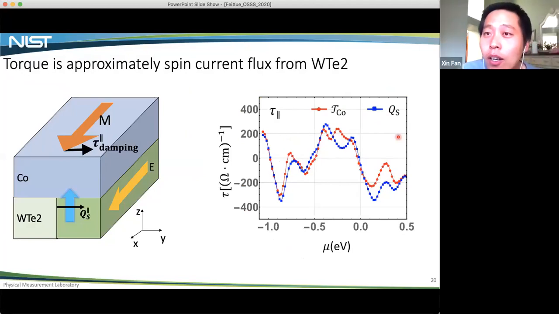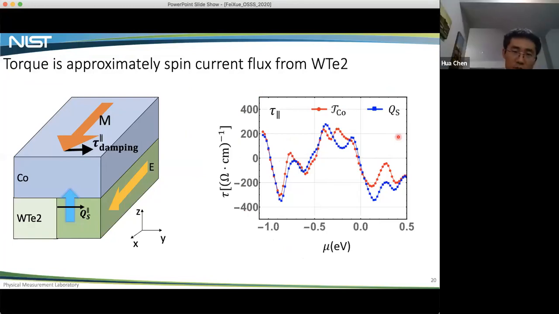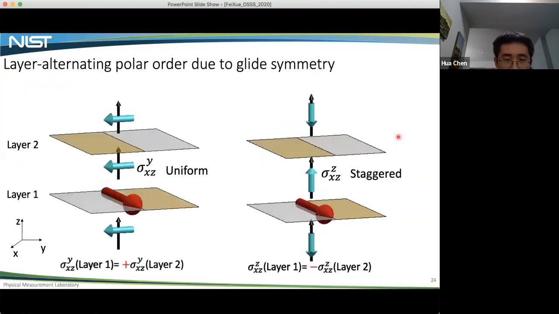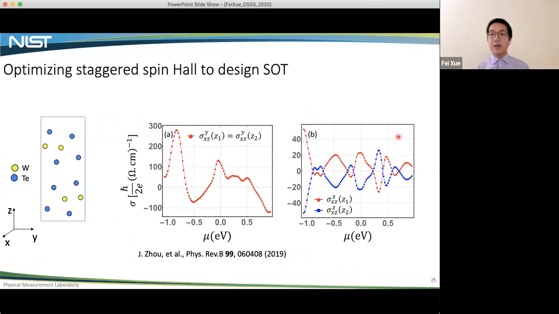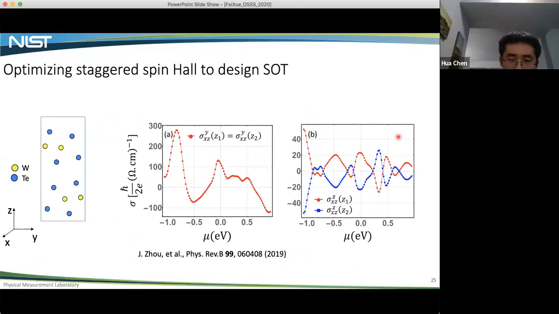And Hua Chen, please go ahead with the question. Thanks, Fei, for the nice talk. So it's just a technical question for the last part. Did you use the Wannier interpolation to calculate the spin Hall conductivity? Yes. In doing that, do you have to use the symmetry-adapted Wannier function or not?